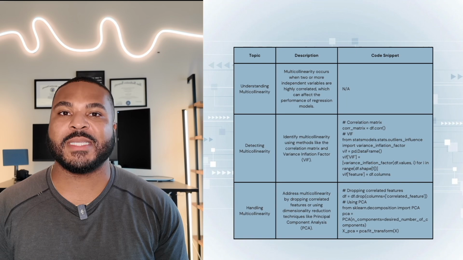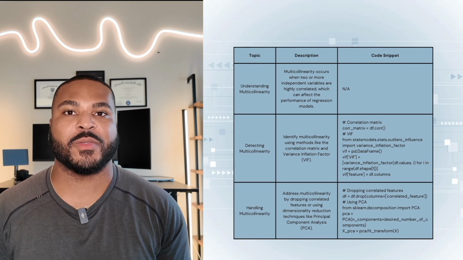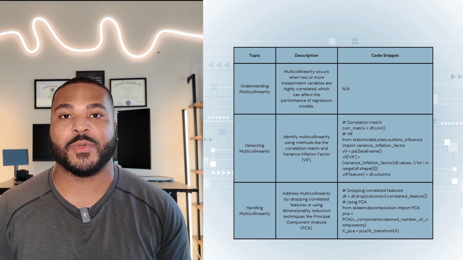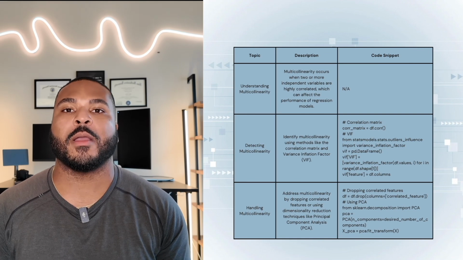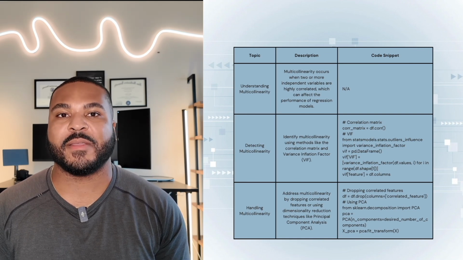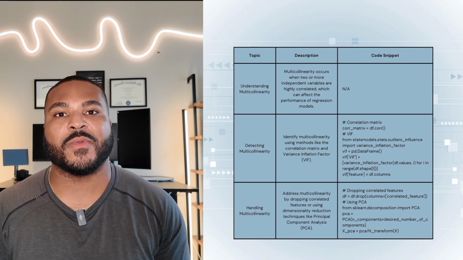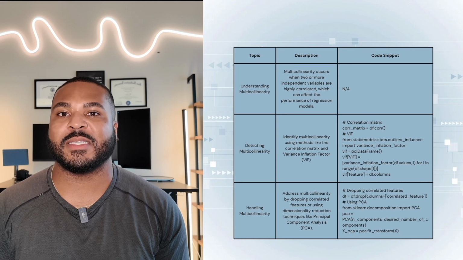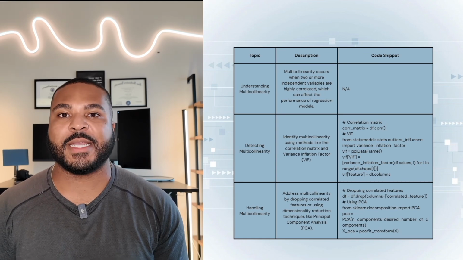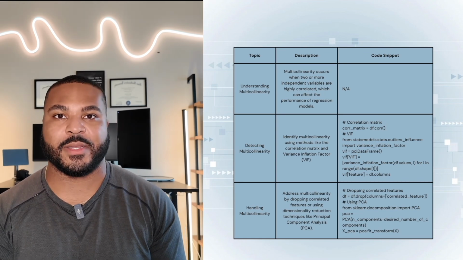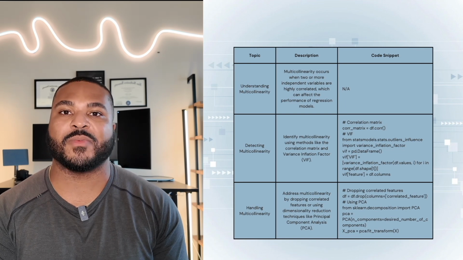Multicollinearity occurs when two or more independent variables in a regression model are highly correlated. This can make it difficult to determine the individual effects of each variable on the dependent variable and can lead to unreliable and unstable estimations of regression coefficients. So understanding and addressing multicollinearity is crucial for building robust regression models.